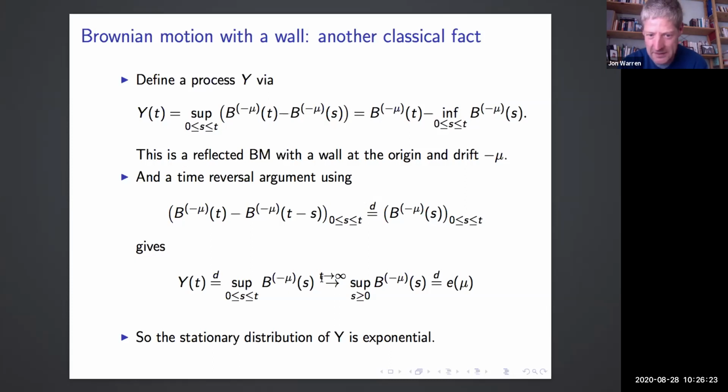So proving there's a limit on the right-hand side is trivial. And that gives you the stationary distribution of Y. Right, so that's my second classic fact, if you like, that a Brownian motion reflected off a wall at the origin and with a drift towards the wall has an exponential stationary distribution.